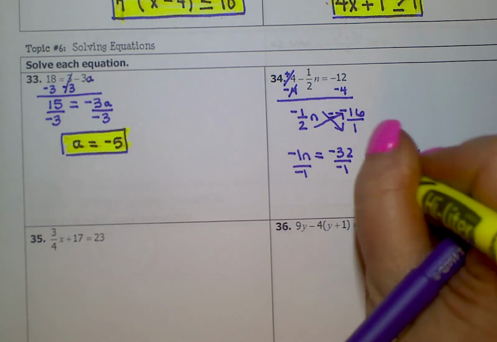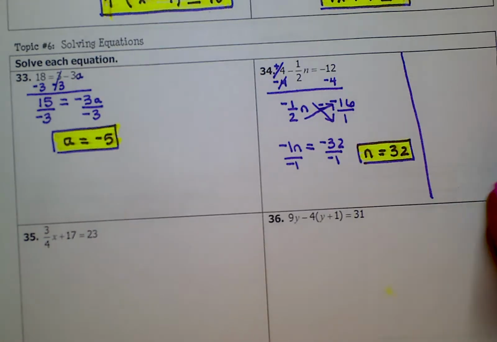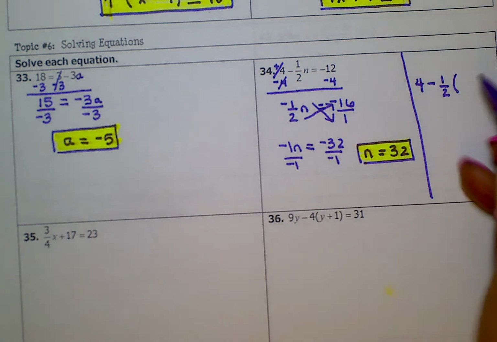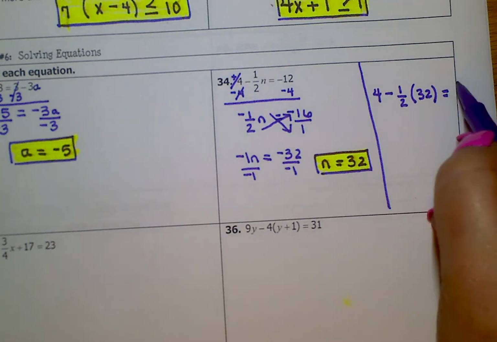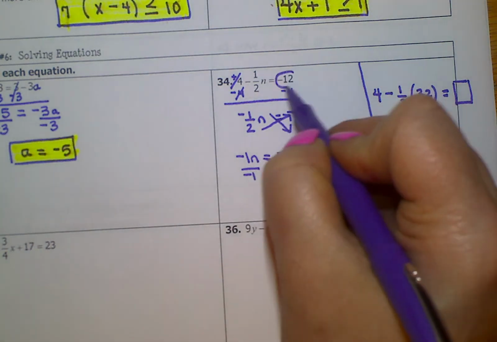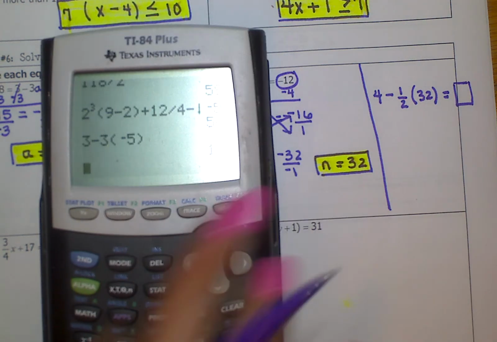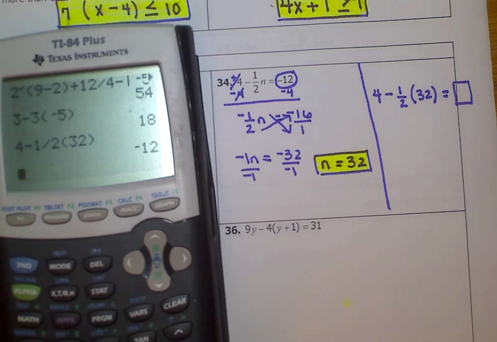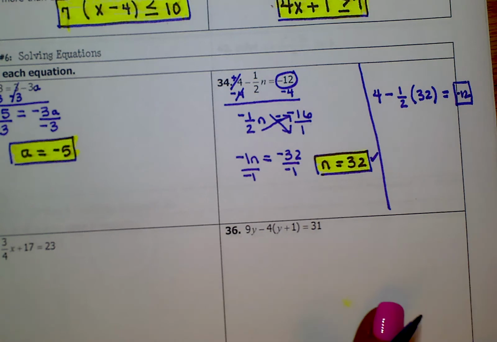Now, always check these answers with an equation. So when you type it into the calculator to check it, it would be 4 minus, you would do 1/2 times 32. And to check that, whatever answer you get out should match this number right here. So it should match negative 12. So let's try that. 4 minus 1/2 times 32. So we get negative 12 right there. Okay, so since I got negative 12 and that matches, that tells me that answer works.